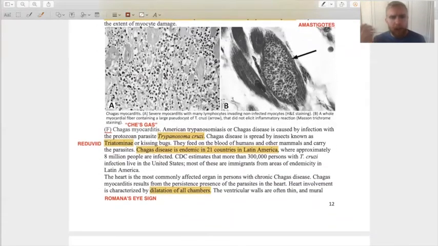So let's get into Chagas. It can cause a myocarditis as well, and it's endemic to 21 countries in Latin America. Chagas is a protozoan. It's a parasite, basically. And our sketch for this is Che's gas. And being a protozoan, it can get inside cells and replicate inside cells, much like a virus, but this is going to be a biological creature.